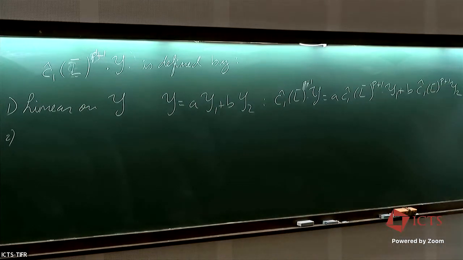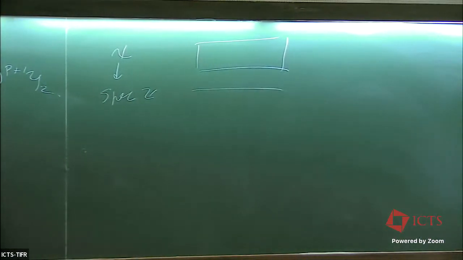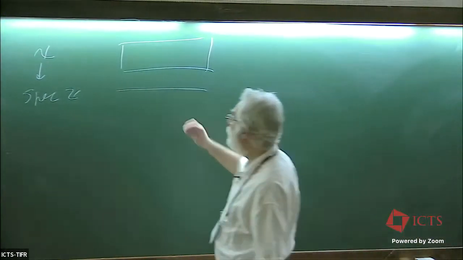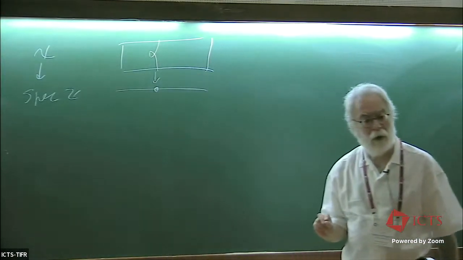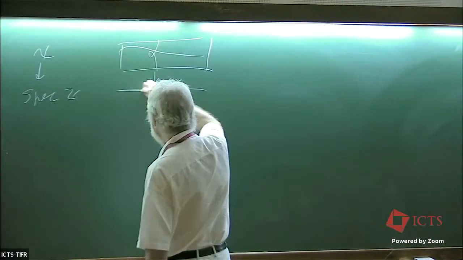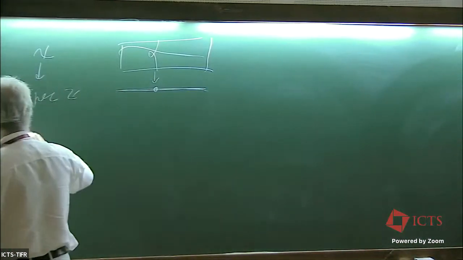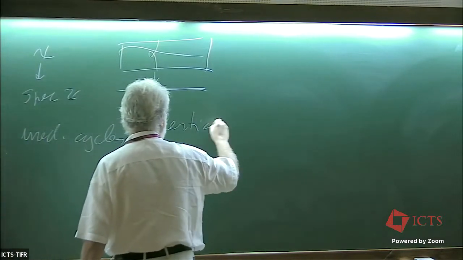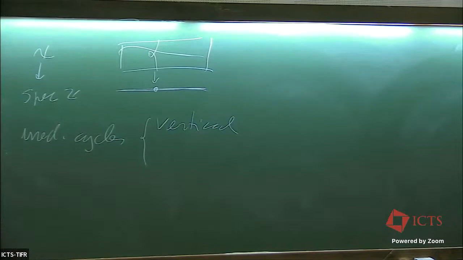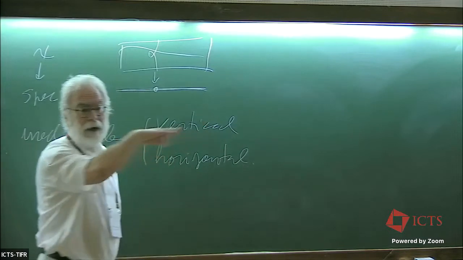Now I have my model, and it's a model over Spec Z. Now, if I look at an irreducible cycle, I have two possibilities. Either the image of my cycle is just one point, or the image of my cycle has to be the whole Spec Z. So the irreducible cycles can be either vertical, which means that they are over a point, or horizontal, which means that they are surjective.